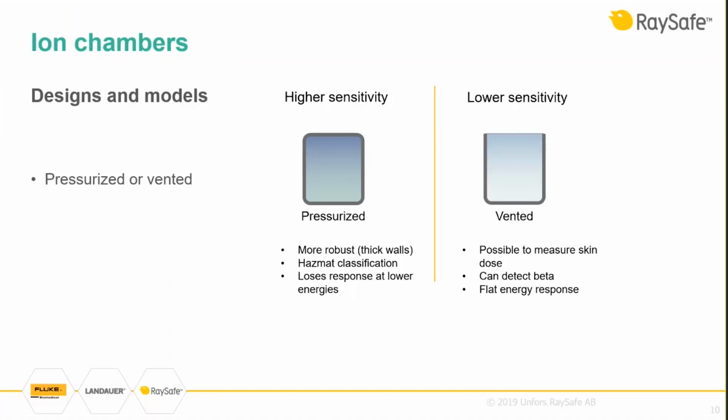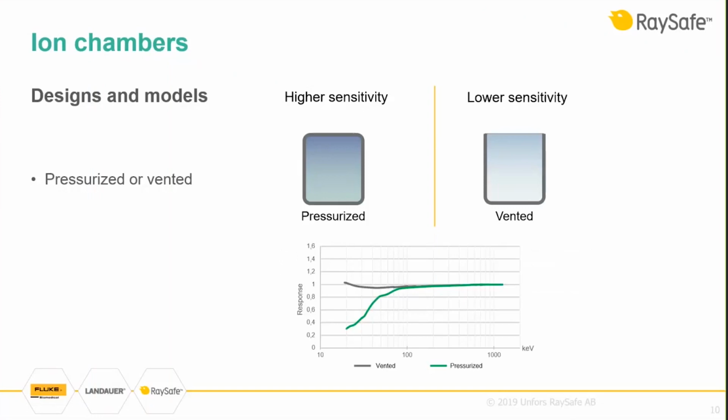The vented chamber can detect beta radiation and has the possibility to measure skin dose, of course depending on the housing and design. Typically, they also have a more flat energy response. This shows the energy response graphs of a vented and pressurized ion chamber, where we can see that the pressurized one, the one marked green, drops in response at the lower energies.